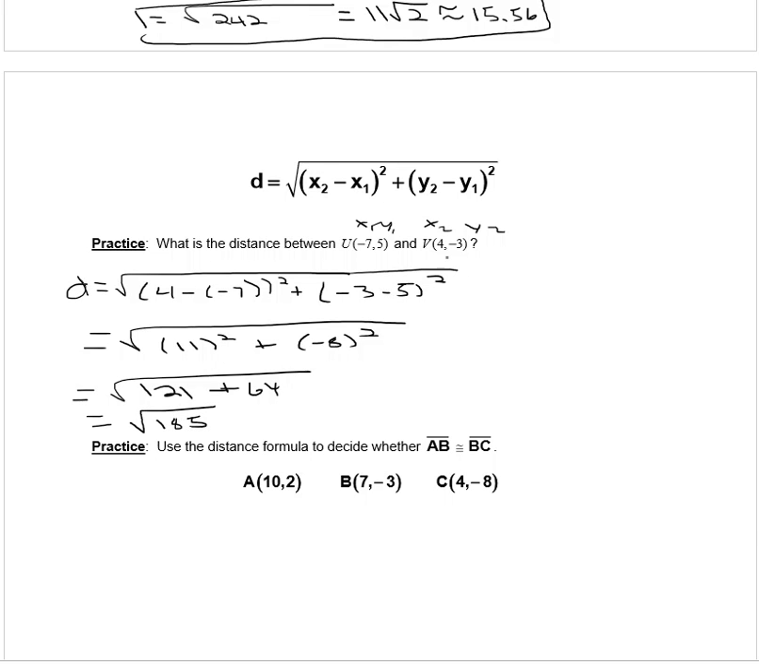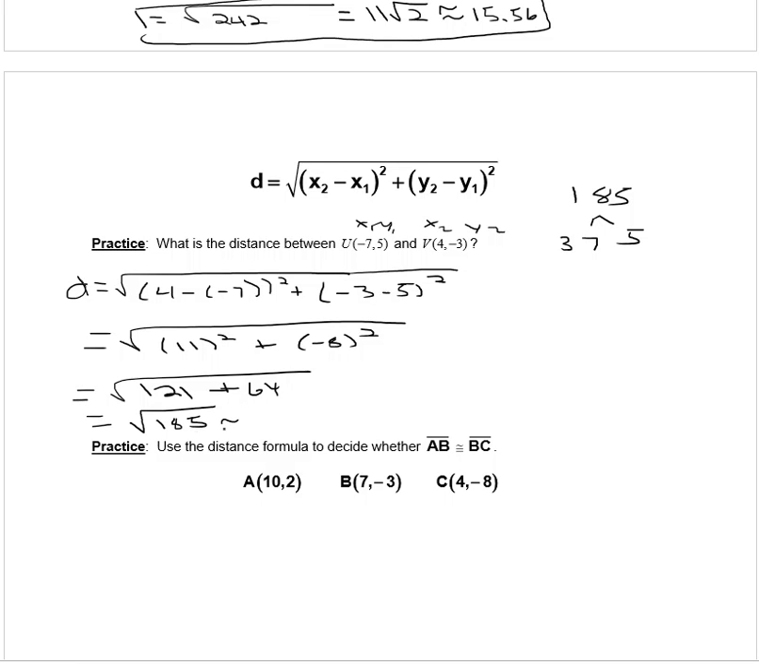So I'm going to have to simplify this. I think I can. So I'm going to take my 185. Well, it ends in a 5, so I know I can divide it by 5 and get some factors, which would be 37. And so 37 and 5, well, both of those are prime numbers, so square root of 185 is all I can do. So you cannot factor square root of 185 any further than it already is.